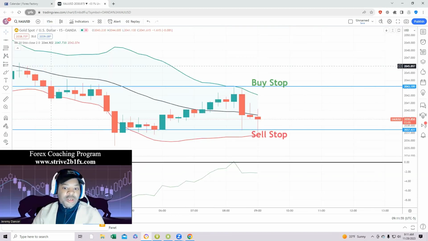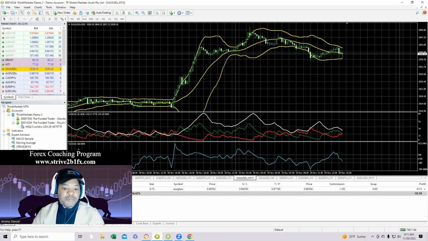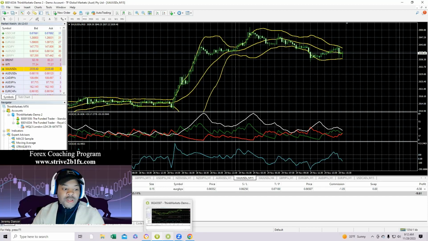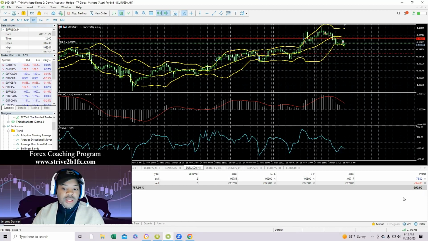And we'll just take a quick look at any trades I have open. So not much there, and not much here, not much there either.